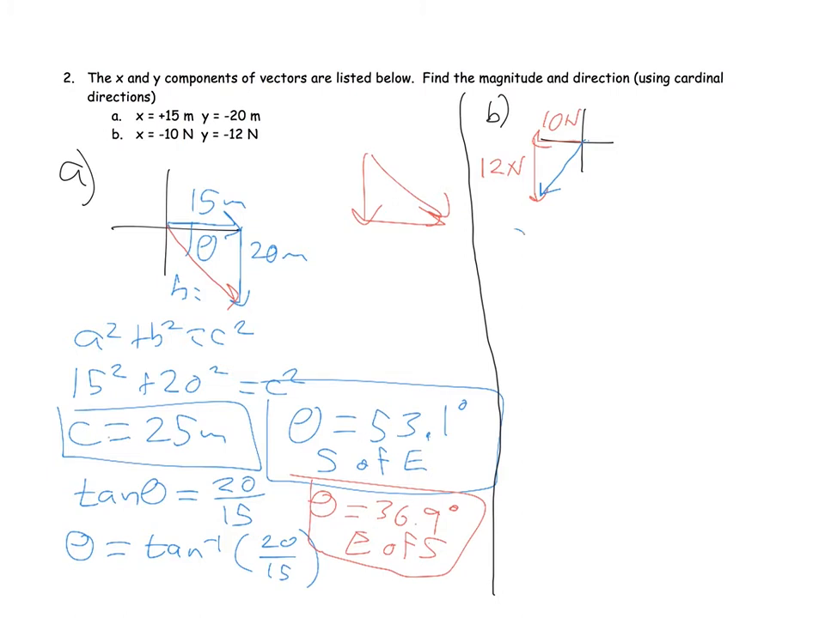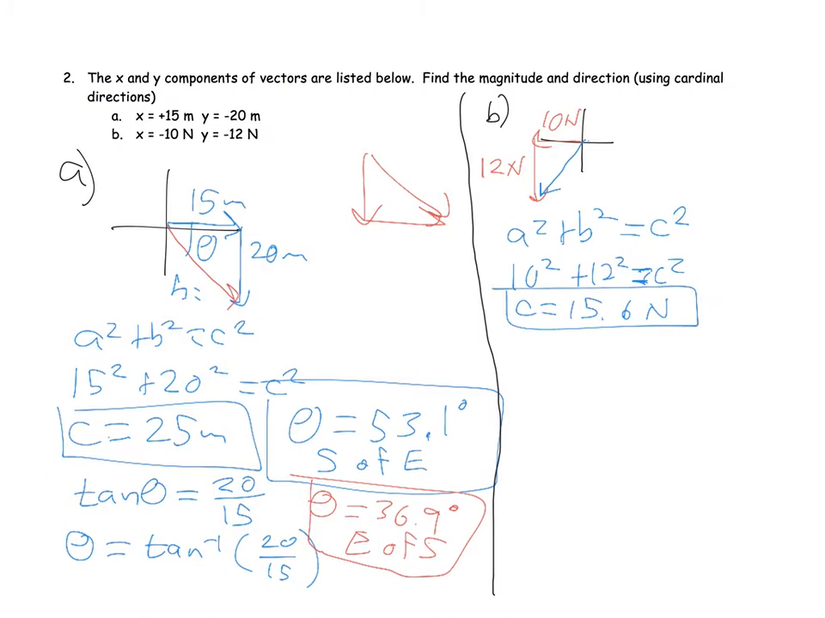So I'm going to start by Pythagorizing it once again. a squared plus b squared equals c squared. So we have 10 squared plus 12 squared equals c squared. So I get a hypotenuse here of 15.6 newtons, okay? The units of the hypotenuse are the same as the units of the components.